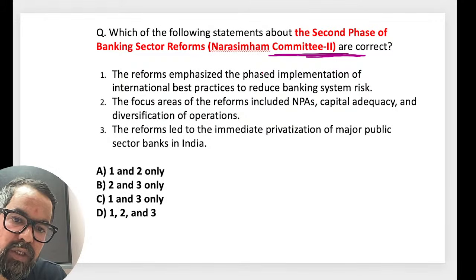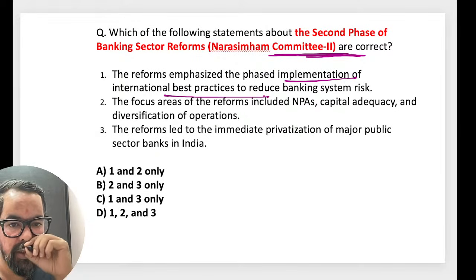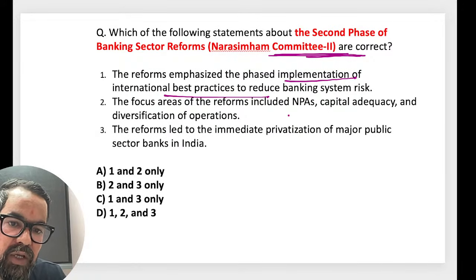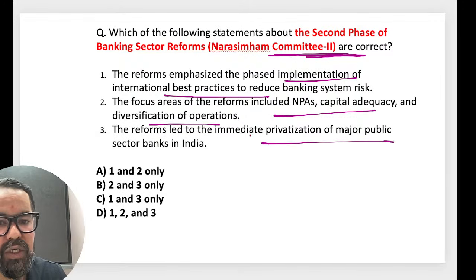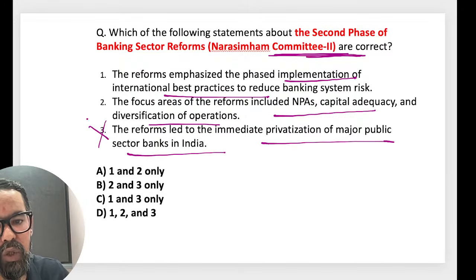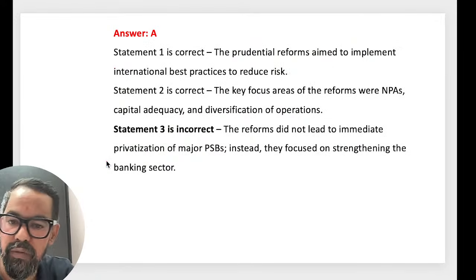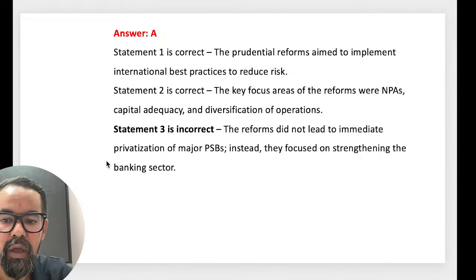The reform emphasized the phased implementation of international best practices to reduce banking system risk. It focused on areas of reform including NPAs, capital adequacy and diversification. Reform led to immediate privatization of major public sector banks. So 1 and 2 are the correct statements, which means option A will be the correct answer for this one. Very easy. I hope everyone found this one very easy. Okay, correct. Move ahead.